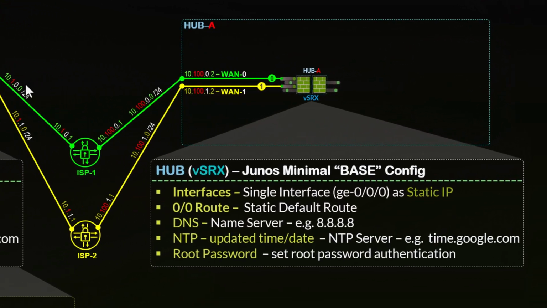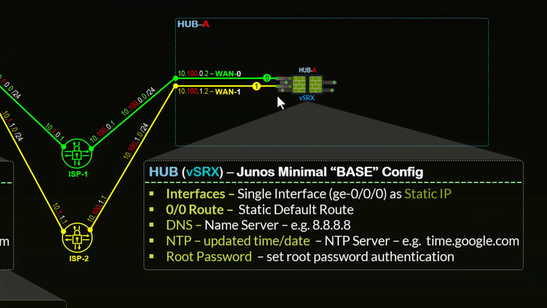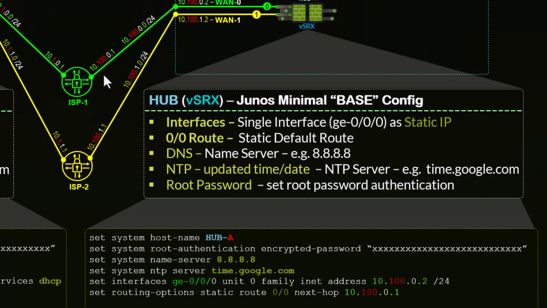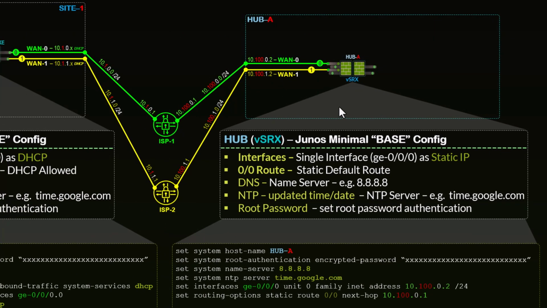Similarly, for the hub device, there's not much difference. The only difference is our hub devices use static IPs. On ge-0/0/0, I have a static IP configured, pointing to 10.100.0.2 as my WAN 0 interface. I also have a static route pointing my default route to the next hop, which is my ISP1 router. Once this device is onboarded and assigned to the hub profile that we configured previously, WAN 1 will be, or rather the entire configuration will be pushed to the device, including the second interface.